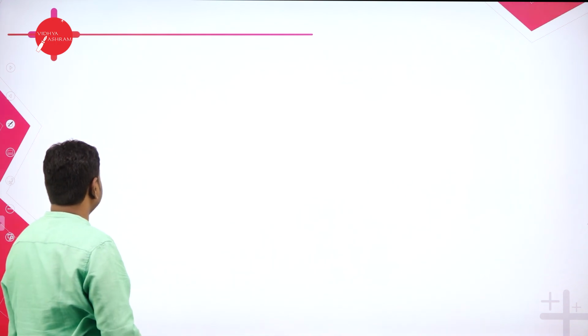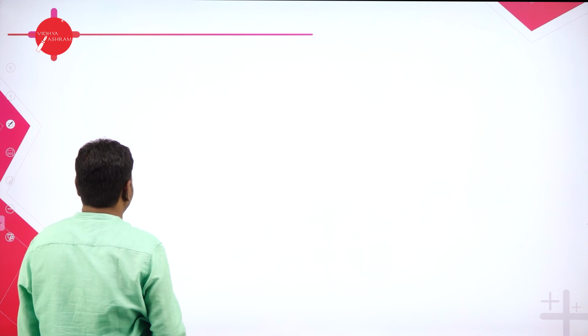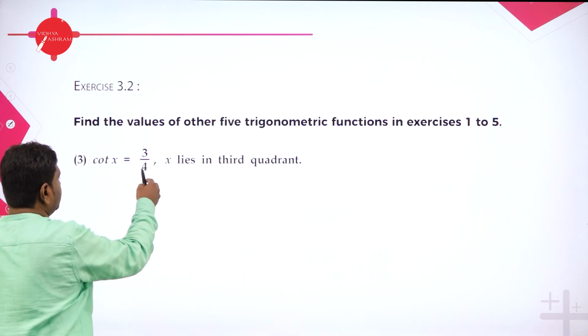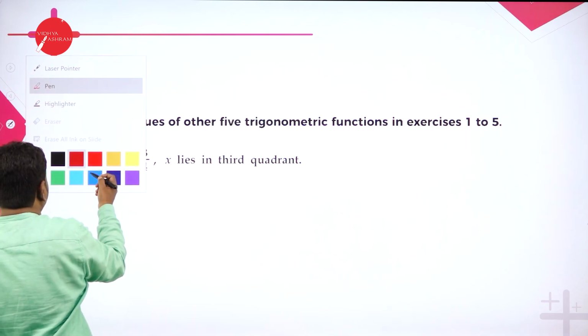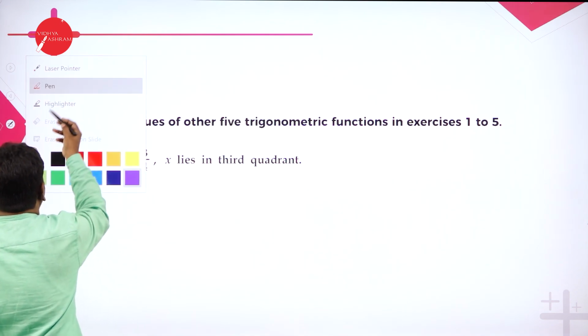Next we have: cot x is equal to 3 by 4, and x lies in the third quadrant. Again I am repeating: first you should focus on which quadrant it lies in.